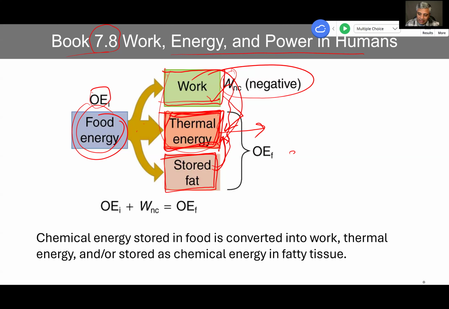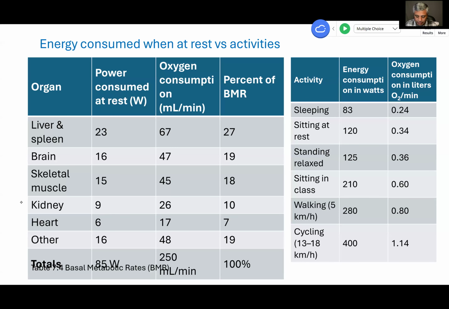These things are in the book. If you are interested, I'm not going to be testing you on these, but I think many of you are life science majors, so maybe it may be of interest to you. You may want to look. And there are specific numbers that are also given in the book, on how you are consuming energy and power in the body. So that is there just for the record.